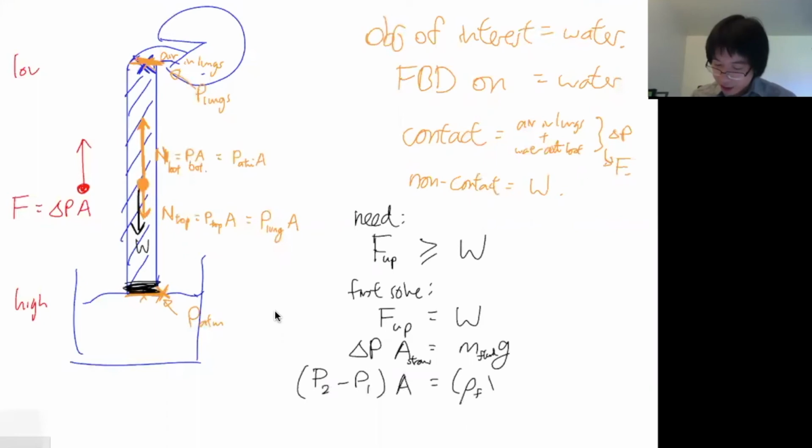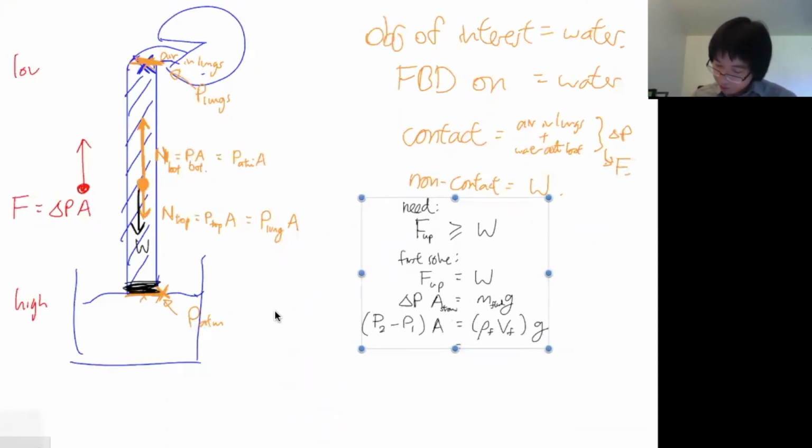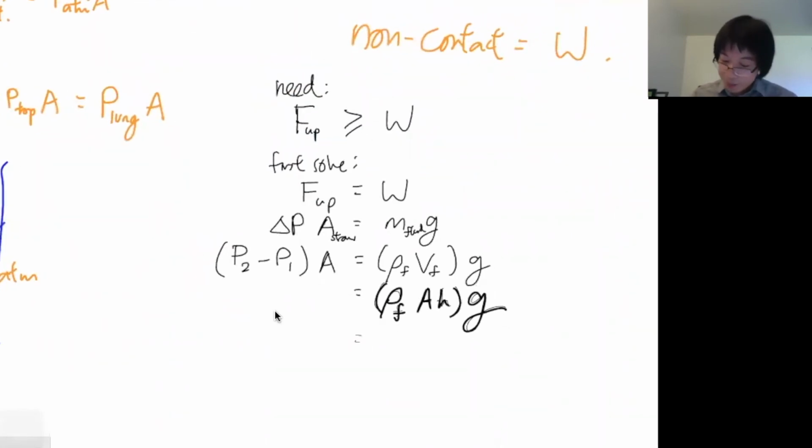You can write it as the density of the fluid times the volume of the fluid. And the volume of the fluid, another standard trick, you can write as area times height. Notice how the height now comes into my equations. And then now the area on both sides cancels.